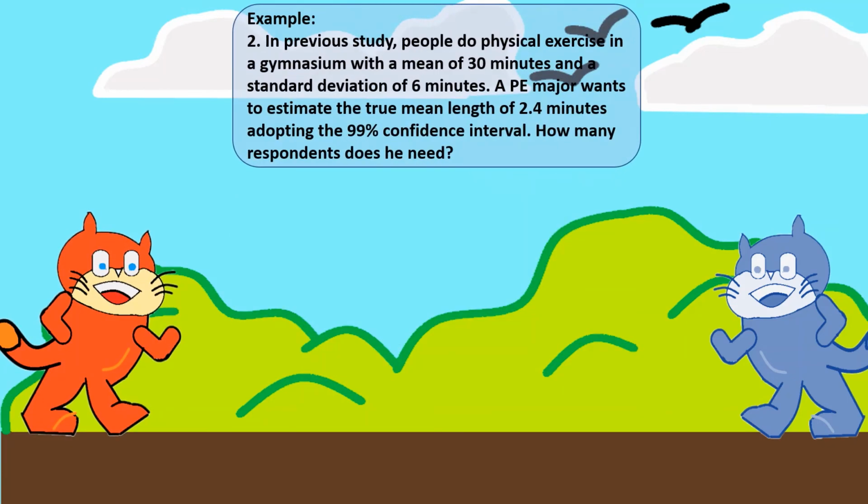Example number 2. In a previous study, people do physical exercise in a gymnasium with a mean of 30 minutes and a standard deviation of 6 minutes. A PE major wants to estimate the true mean length of exercise within 2.4 minutes adopting 99% confidence interval. How many respondents does he need?